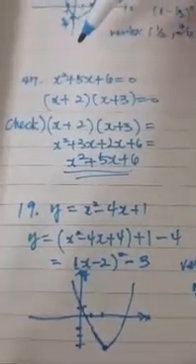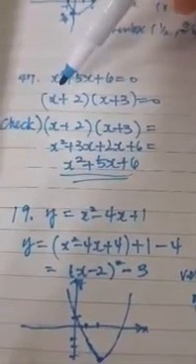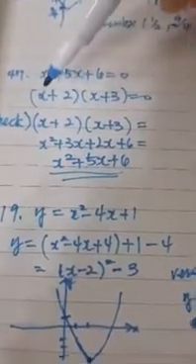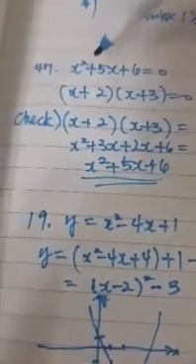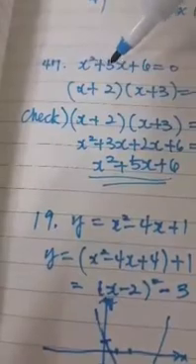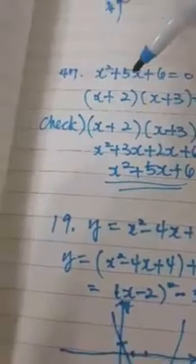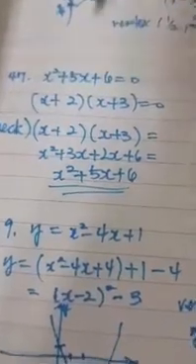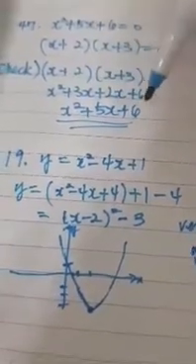Next question, 47, was to factor this polynomial, and I factored it this way, (x plus 2), because the sum of these numbers must be 5, and the product of these numbers must be 6. And I figured that 2 and 3 were the only numbers, so I factored that way, and checking, I distributed, and yes, I got it correct.